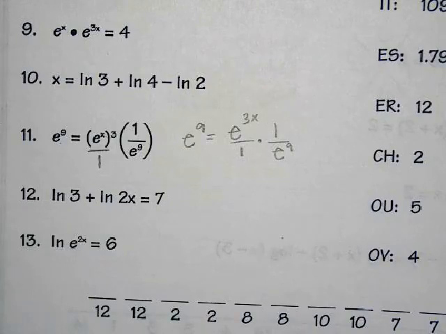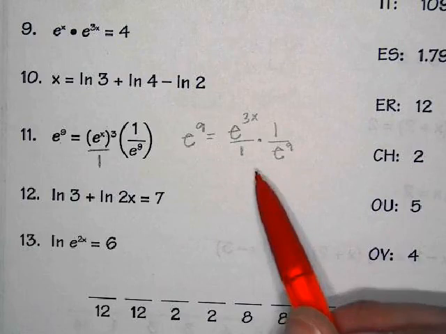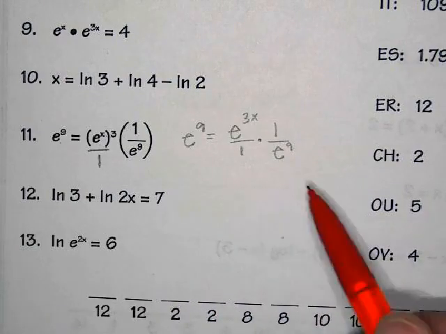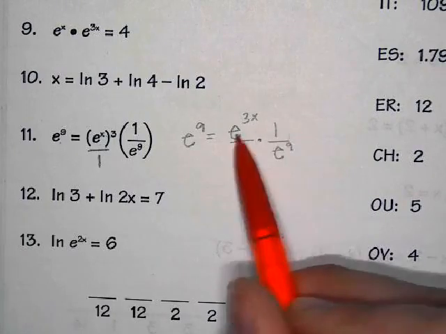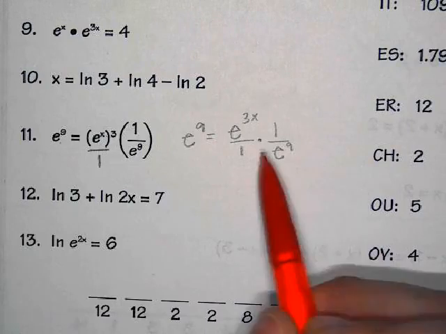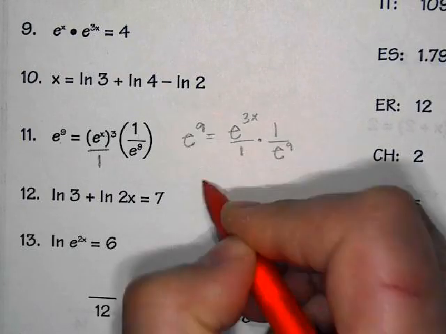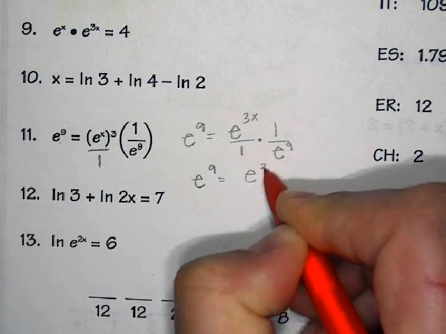Now we are multiplying fractions together. How do we multiply fractions together? We just multiply straight across. You only do keep, change, flip if you're dividing fractions. So if you're multiplying fractions, you just go straight across. So we have e to the 9 equals e to the 3x on top, e to the 9 on the bottom.